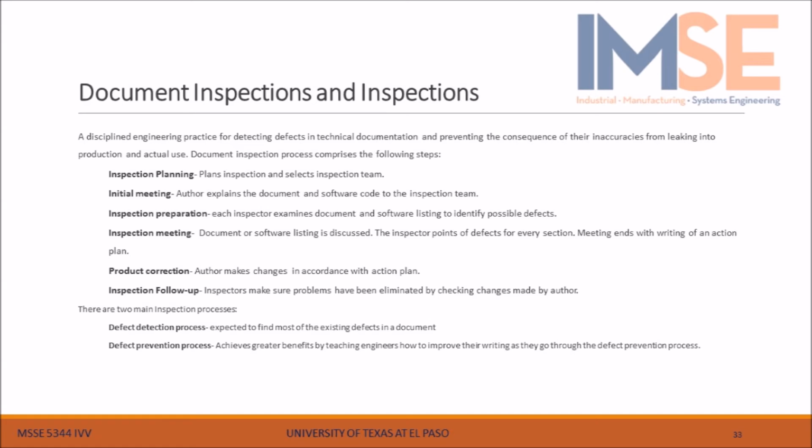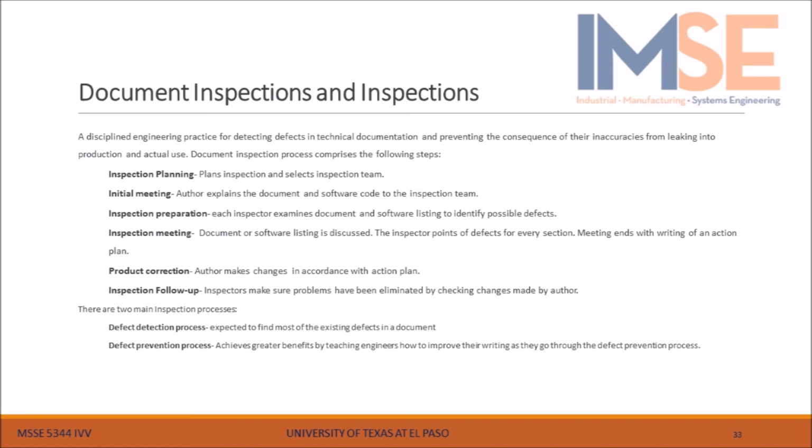Document inspections and inspections. Inspection planning: plans the inspection and selects the inspection team. Initial meeting: the author explains the document and software code to the inspection team. Inspection preparation: each inspector examines the document and software listing to identify possible defects. Inspection meeting: the document or software listing is discussed. The inspector points out defects for every section. The meeting ends with the writing of an action plan.